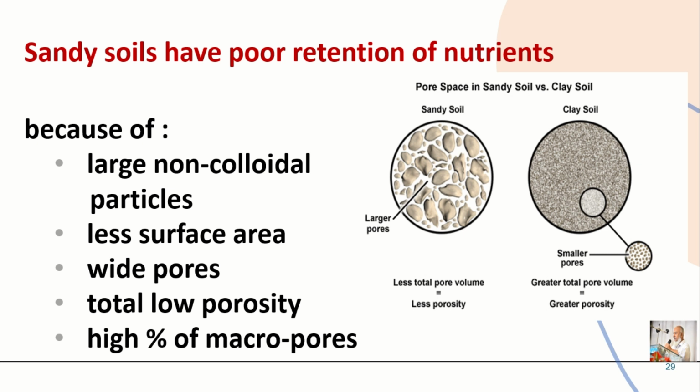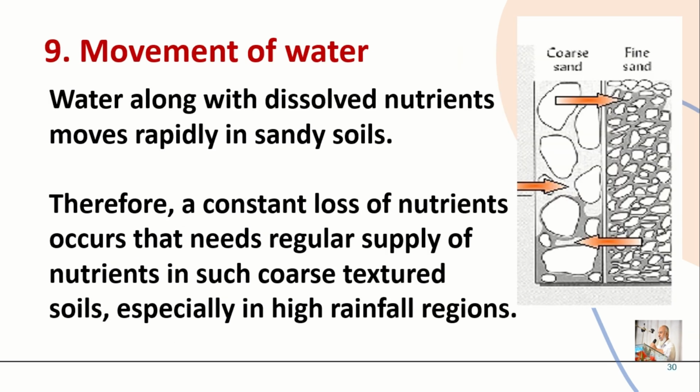In this one, you see less total pore volume or less porosity. Pores are less but wide. In the other case, pores are more but narrow. So, large non-colloidal particles, less surface area, wide pores, total low porosity, high percentage of micropores. These are the reasons which cause a change in the retention capability of nutrients between a sandy soil and a clay soil.